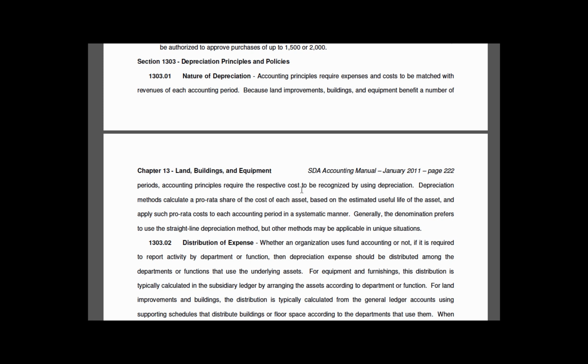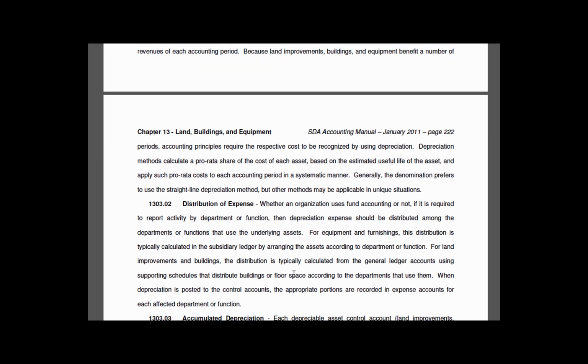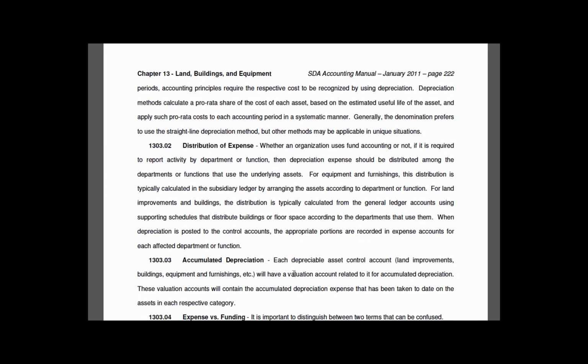Now, one of the interesting aspects of the accounting manual, as you can see it here, is that an organization, whether you're doing fund accounting or not, and there are organizations that do not have to do fund accounting, but whether you have a plant fund or not, depreciation should be distributed among the departments that are using the underlying assets. So if the Sabbath school department is using a projector, then the Sabbath school department should be charged with that according to the accounting manuals. It should be charged with that depreciation.